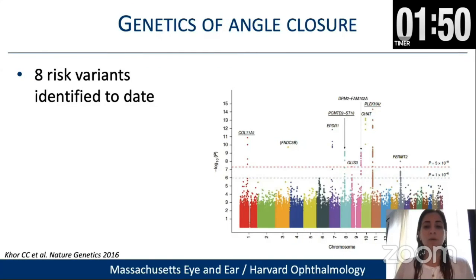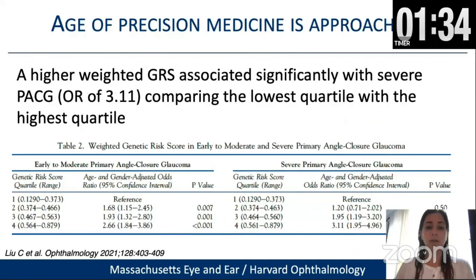In fact, we know that angle closure glaucoma has a genetic basis, and though studies have been limited compared to primary open angle glaucoma, to date, multi-ethnic genome-wide association studies have identified 8 variants that are associated with this disease. The age of precision medicine is approaching, and in fact, we can use these known risk variants, though small, to risk stratify patients. In one study, for example, a simple weighted genetic risk score was associated significantly with severe forms of PACG compared to individuals that had a lower genetic risk score.